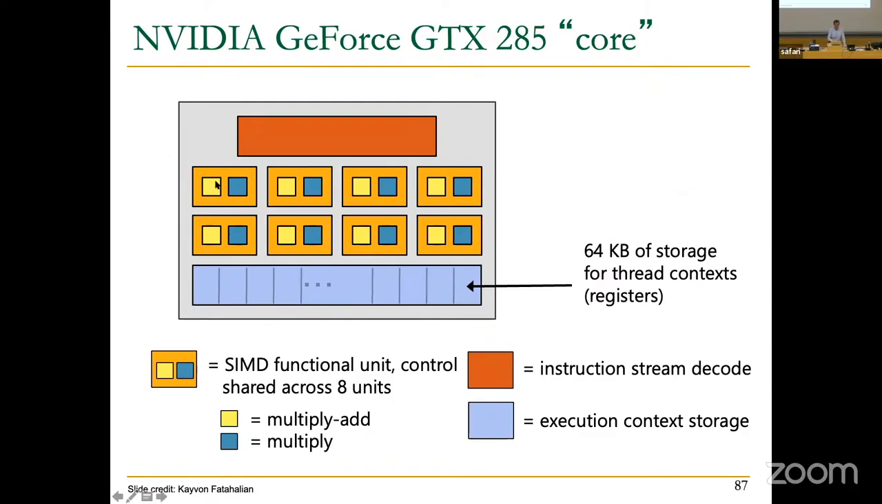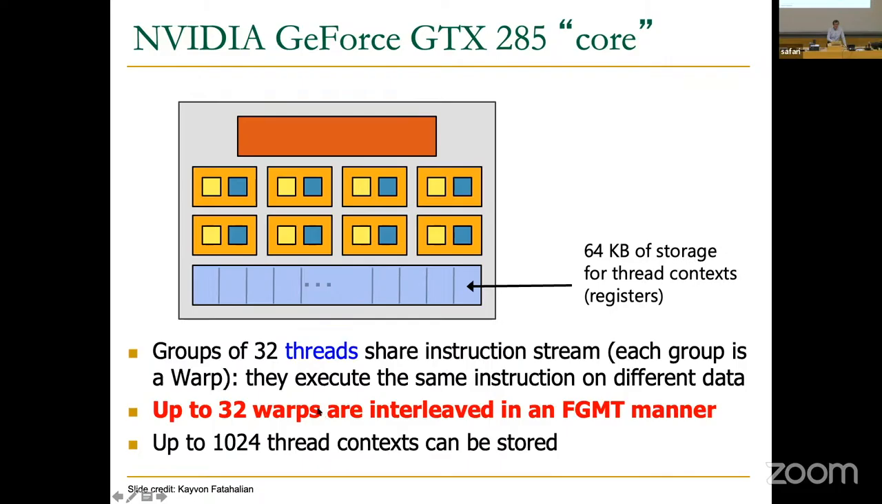You can take a look at this core, which has 8 SIMD functional units. You can see that it requires a lot of registers, actually, 64 kilobytes of registers. And then there's the memory hierarchy, as we will discuss starting tomorrow. But you can see the SIMD functional unit. It can do multiply and add, etc. Essentially, their warp size was 32 threads. They were able to group 32 threads to share an instruction stream. Each group is a warp, as we've discussed. And they were able to interleave up to 32 warps in a fine-grained multithreaded manner. Essentially, you have 32 threads in a warp, and then you have 32 warps.